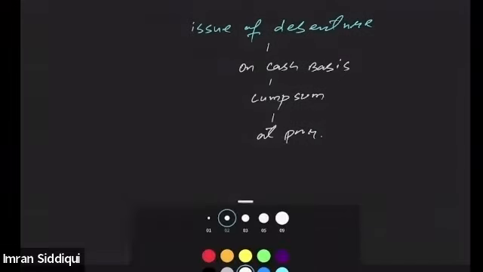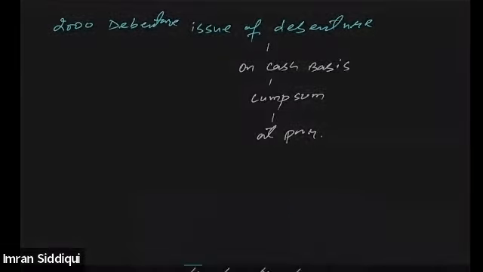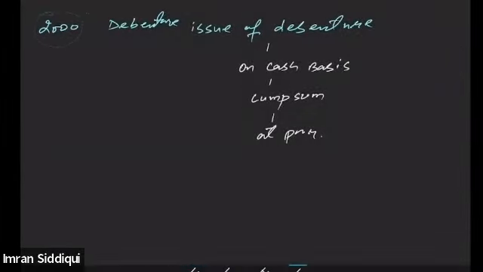For example, let's suppose the company has issued 2,000 debentures, 10% debenture. The name of the debenture is 10% debenture. This indicates that 10% interest is payable on this debenture. 2,000 10% debentures issued at 100 rupees per debenture. All right. So the journal entry will be.